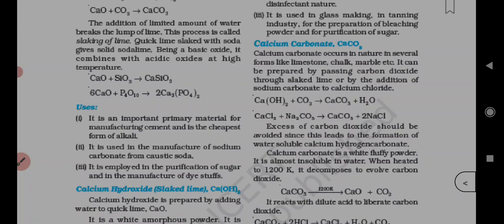Since it is used in bleaching powder, you can use it in glass making, the tanning industry, and purification of sugar. So: mortar, building materials, whitewash, and it acts as a disinfectant.